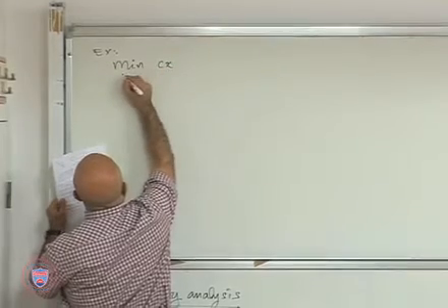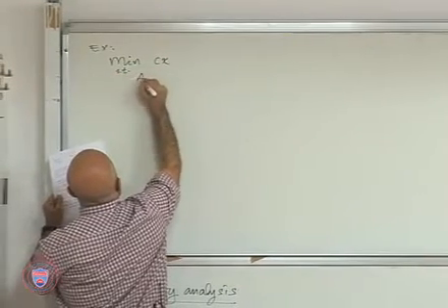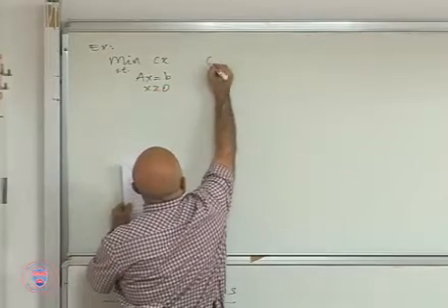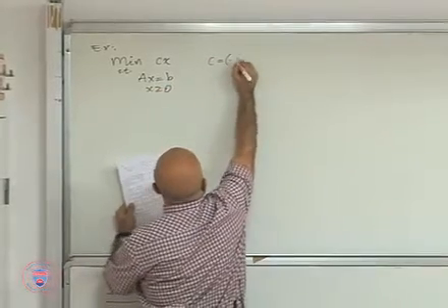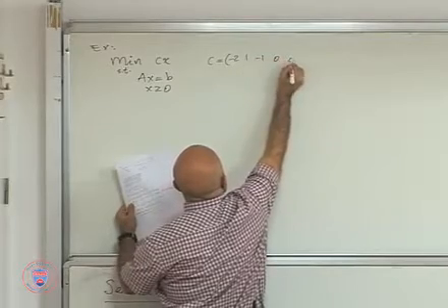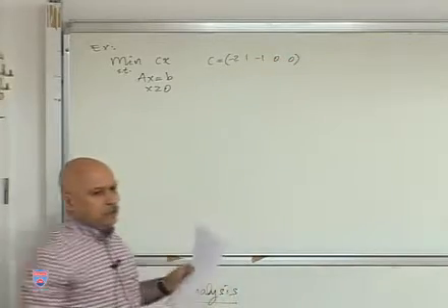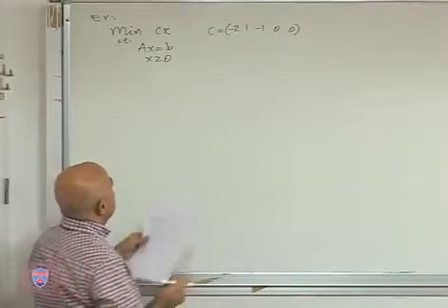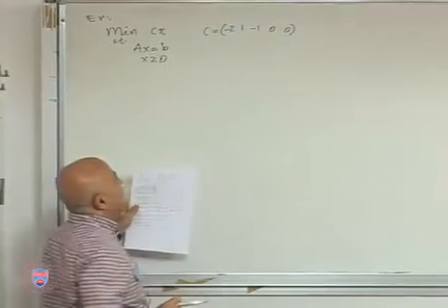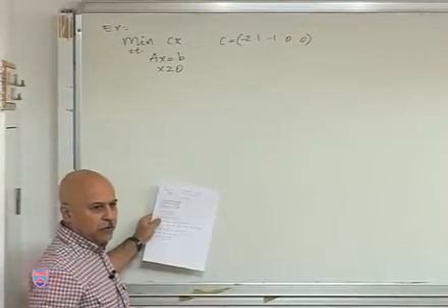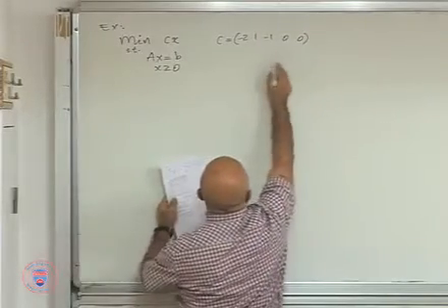This is an example of the form AX equals B, X greater than or equal to 0, where C is -2, 1, -1, 0, 0. 5 variables and 2 constraints, 2 functional constraints. The variables x4 and x5 are slack variables. You might want to take a note of that, okay? That's why they have coefficients of 0.